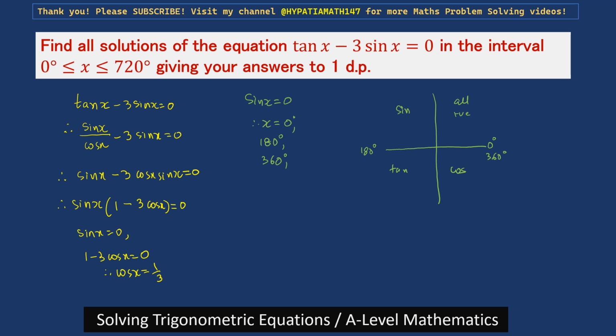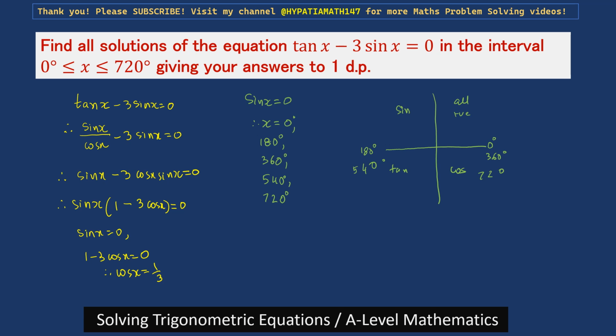and then 360 plus 180, that would be 540 degrees, and then 540 plus 180, that'd be 720 degrees. So we get x equals 0, 180 degrees, 360 degrees, 540 degrees, 720 degrees. So these are the possible values of x.